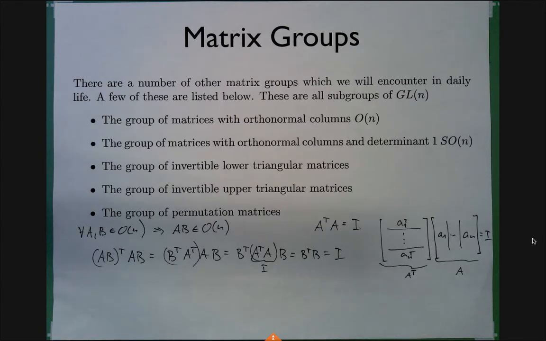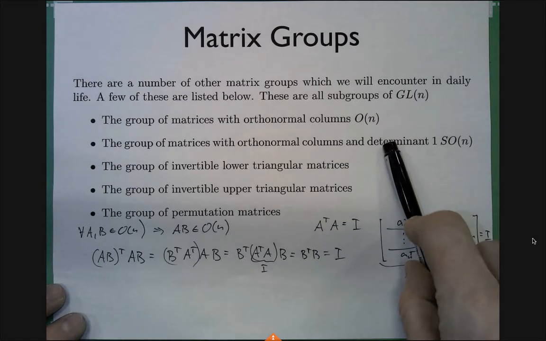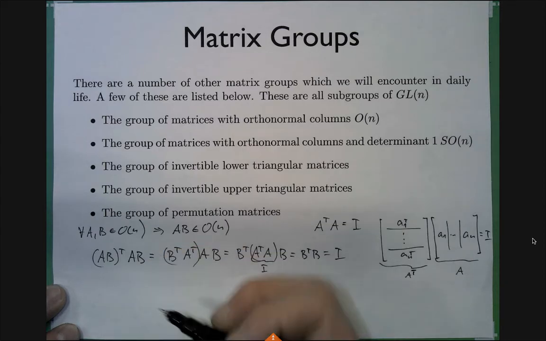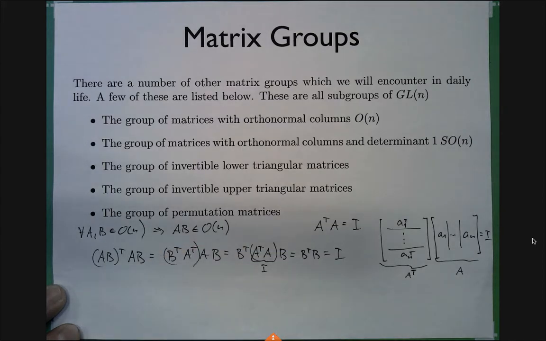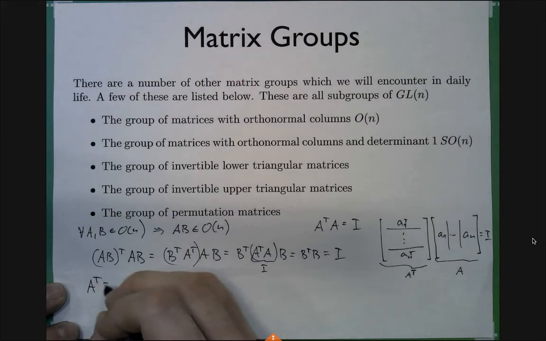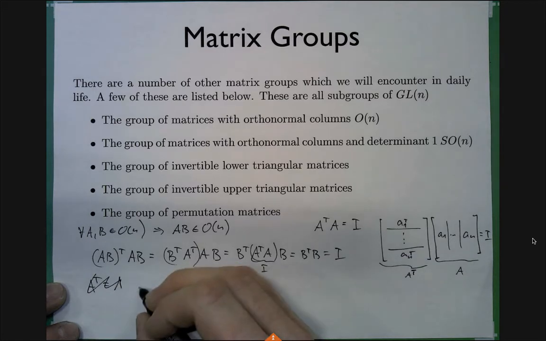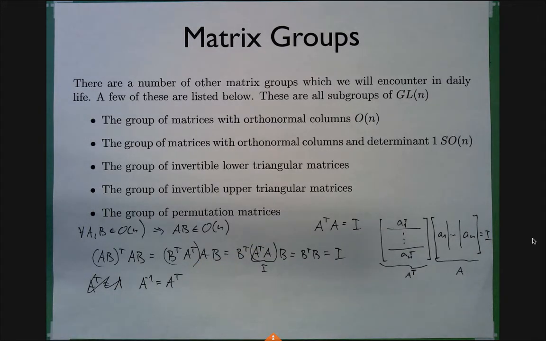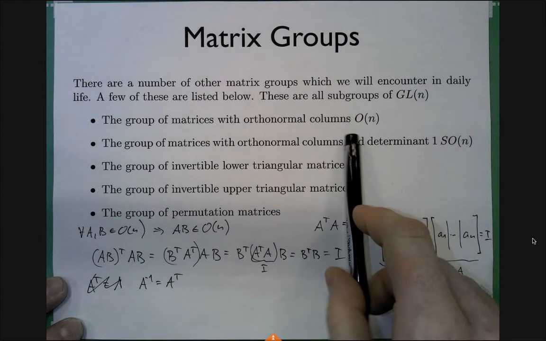We know that for orthonormal matrices, the inverse is equivalent to the transpose, right? Because when I inverted the matrix, I got the transpose. So we know that A inverse is equivalent to A transpose, right? Now, because it's a group.